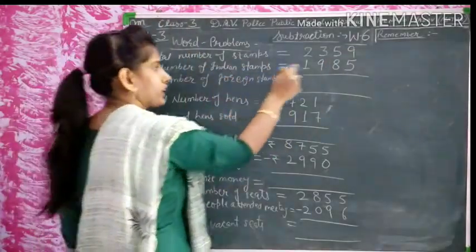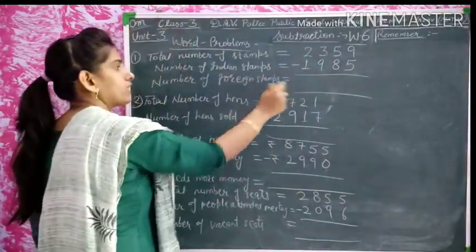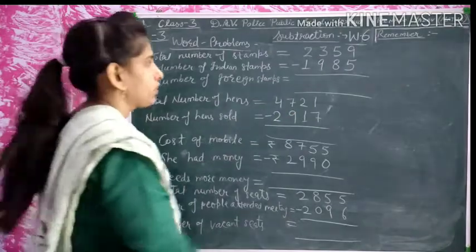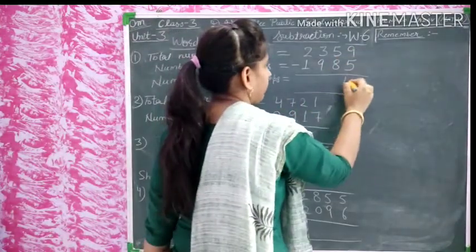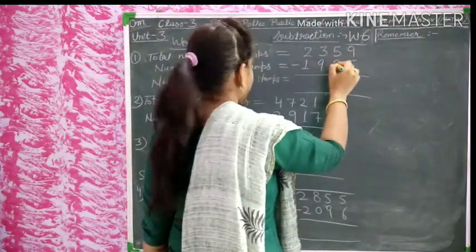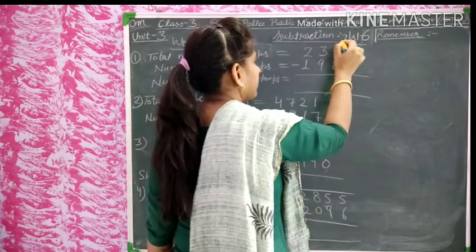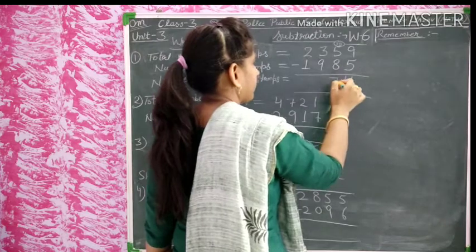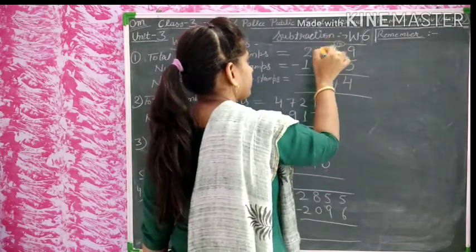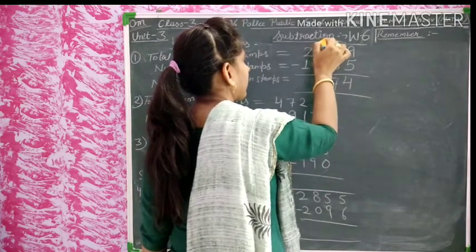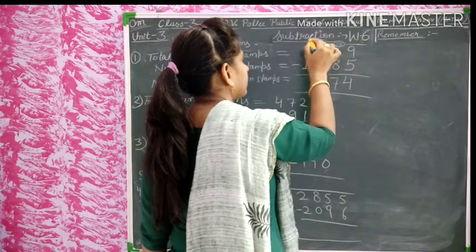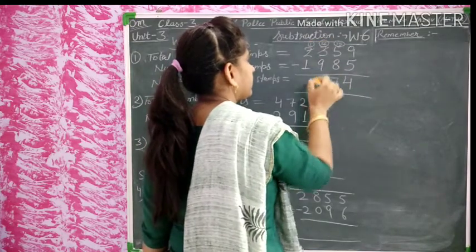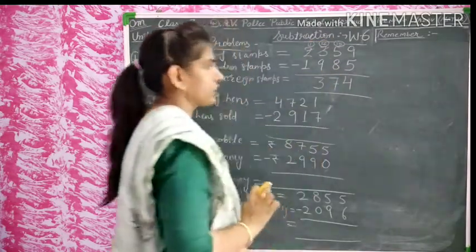Number of Indian stamps, and we have to find the number of foreign stamps. So let's see. 9 minus 5 is 4. 5 minus 8 is not possible, so there is the 15 here. 15 minus 8, that is 7 here. And we have subtracted that 12 here. 12 minus 9, that is 3 here. 1 minus 1, that is 0 here.